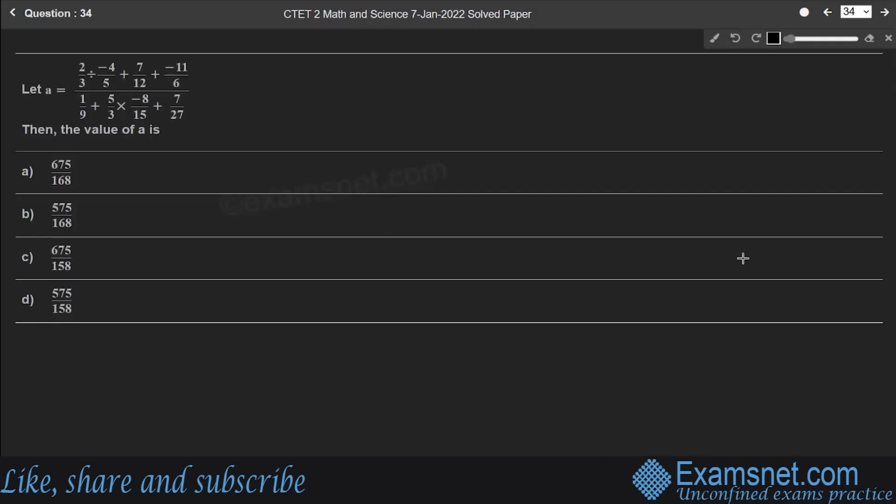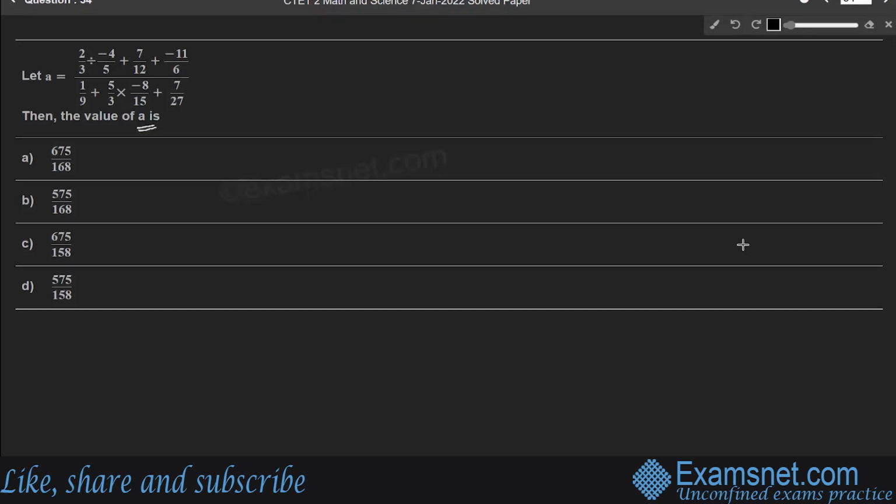Question 34. Let A is equal to 2 by 3 divided by minus 4 by 5 plus 7 by 12 plus of minus 11 by 6 whole, divided by 1 by 9 plus 5 by 3 into minus 8 by 15 plus 7 by 27. Then the value of A is.